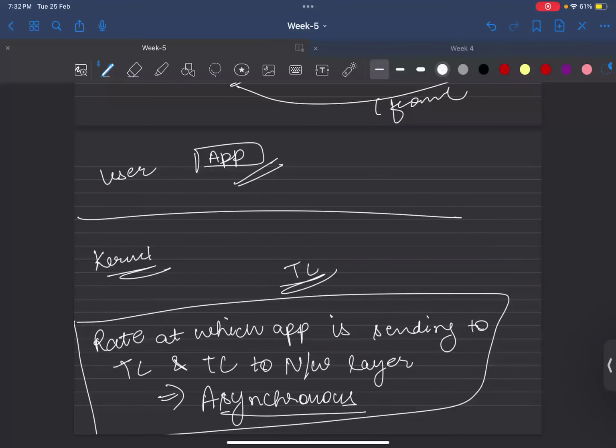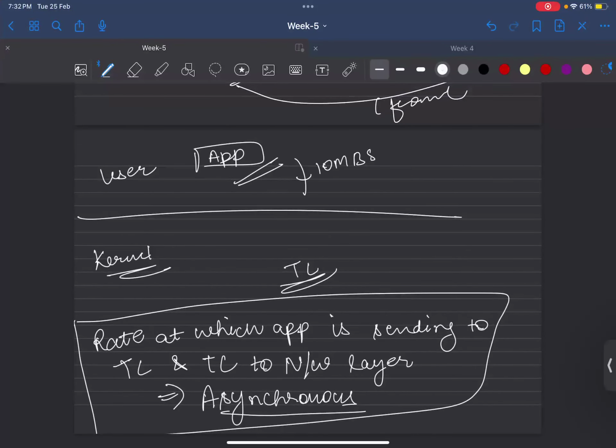Ma'am, it is talking about the rate of transmission from the application layer to the transport layer, and then further below to the network layer. So what can we do? What they're saying is, if the application is transmitting to the transport layer at, suppose, 10 Mbps, and the transport layer transmits to the network layer at 1 or 2 Mbps, then what will happen? Obviously packet loss will happen because of the rate difference. So what can be the solution?